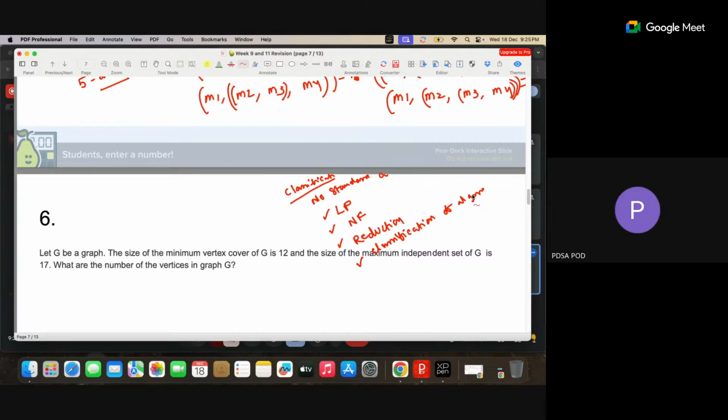Now, let us see the sixth question, which is somewhat interesting. Please look here. There is a graph.